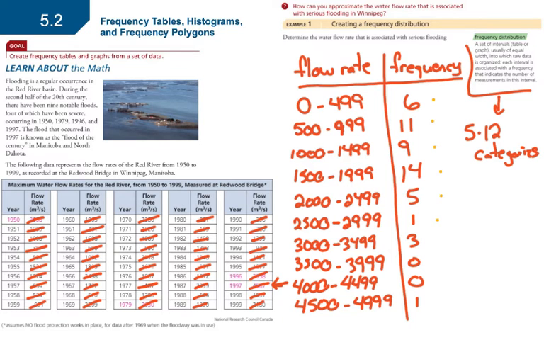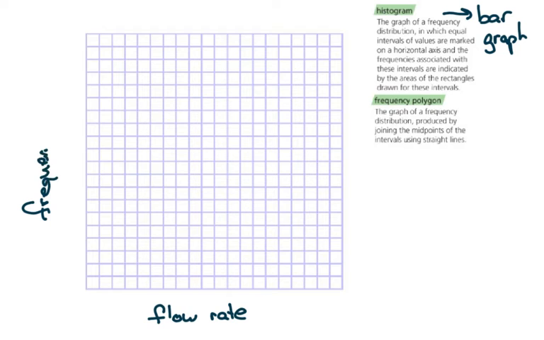This will get used to make the next two things. A histogram is just the proper mathematical name for a bar graph. Frequency polygon, we'll get to that in a minute. But for the bar graph, we will have flow rate, or whatever the data we had was, along the x-axis, and frequency will be on the y-axis.